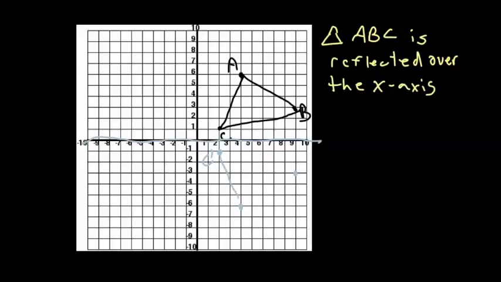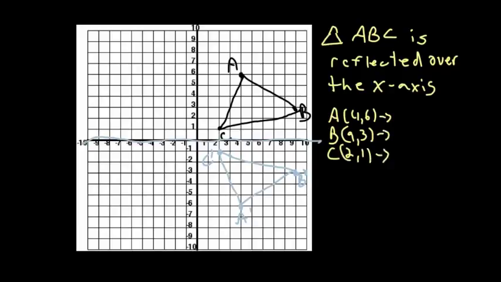So now I can draw in my triangle. So I have A prime, B prime, and C prime. And the prime means that a transformation took place. Meaning it was moved, it was reflected, it was rotated. Something happened to that original shape. So let's look at our points. So originally we started with A, B, C. And our points were 4, 6 for A. B was 9, 3. And C was 2, 1.